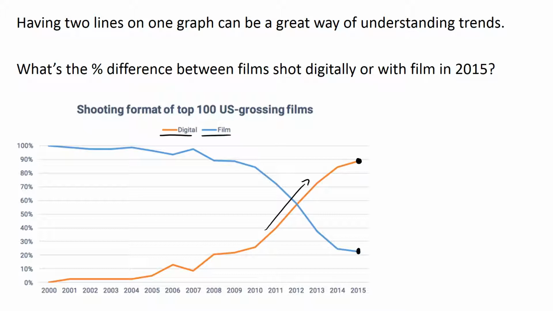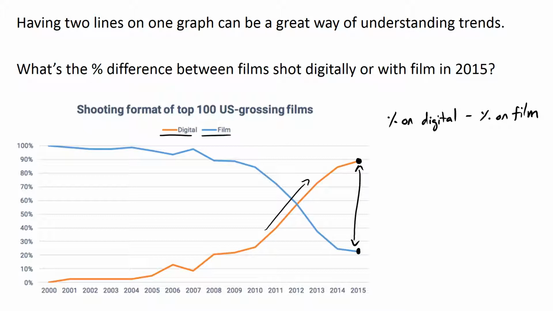So the difference is going to be the percent on digital minus the percent on film. That's what difference means. And so that'll tell us the gap between the two, or how much higher is the number shot on digital, percent shot on digital.